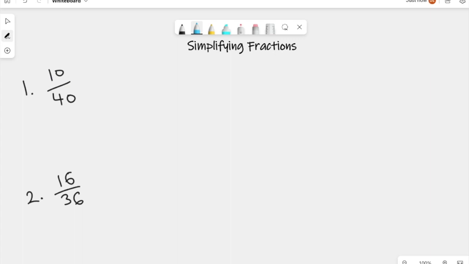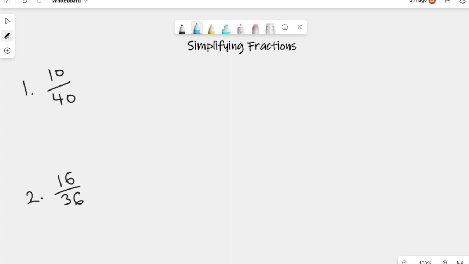Now, this could have been the fraction of students that made the school team. So, for example, 40 students tried out for the team and only 10 were selected. We want to find what the fraction is of the students that were selected. So, if you feel like it, pause the video and have a go at these.